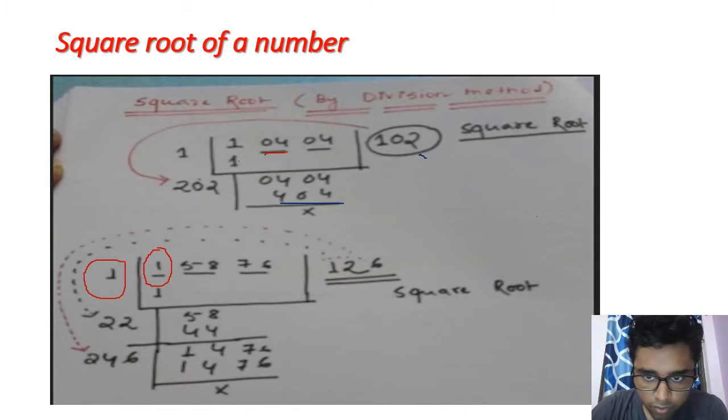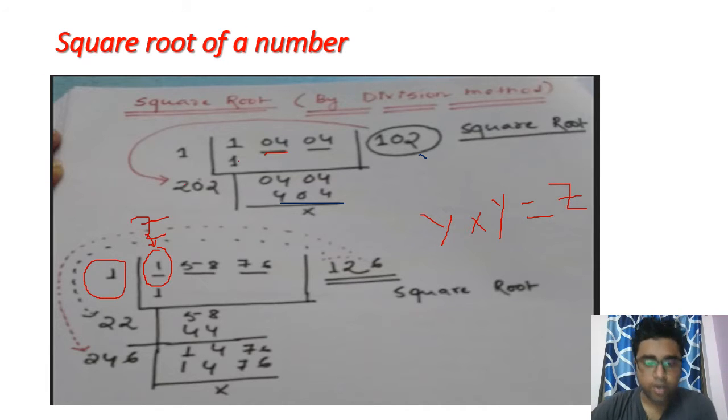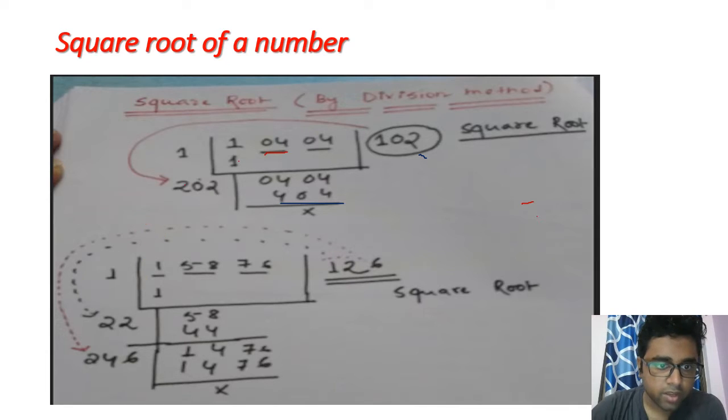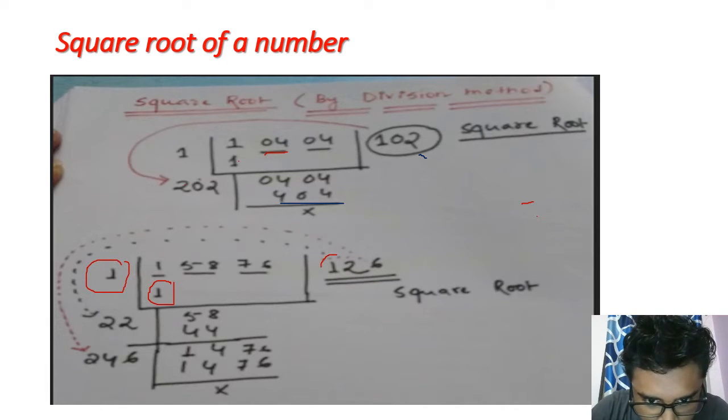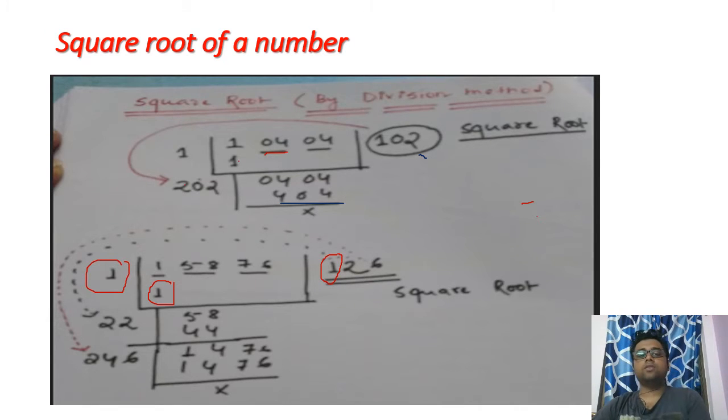Okay, here we have to write down some number y. So if we multiply y with y, we get z. Okay, so here the number should be 1. We get 1, no remainder is there, so we put 1 here.